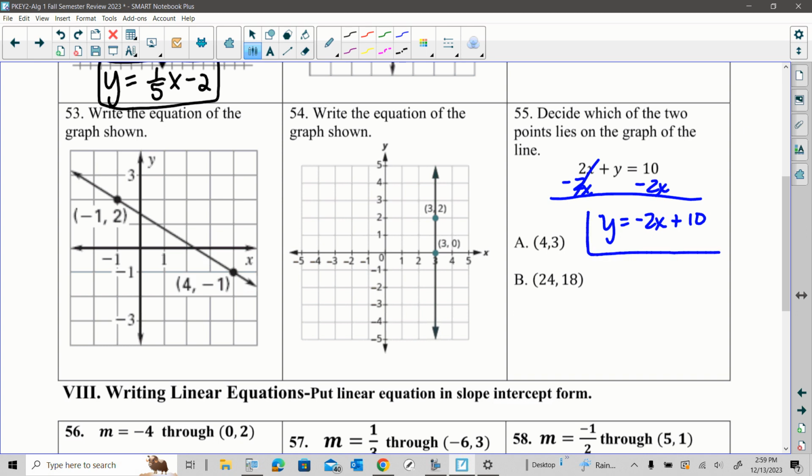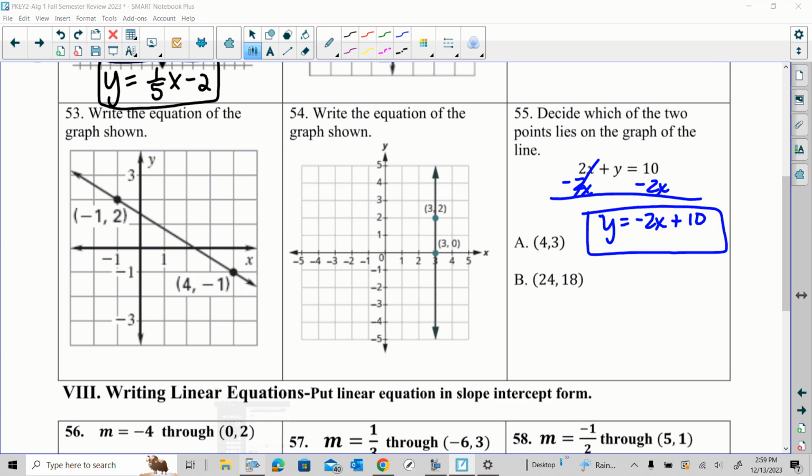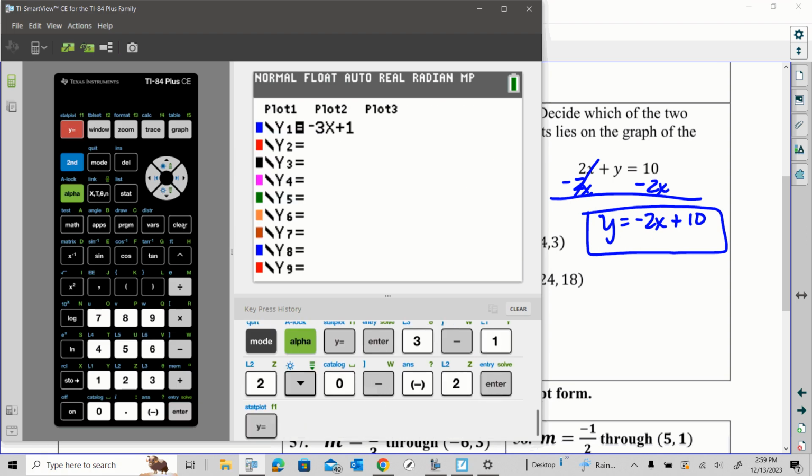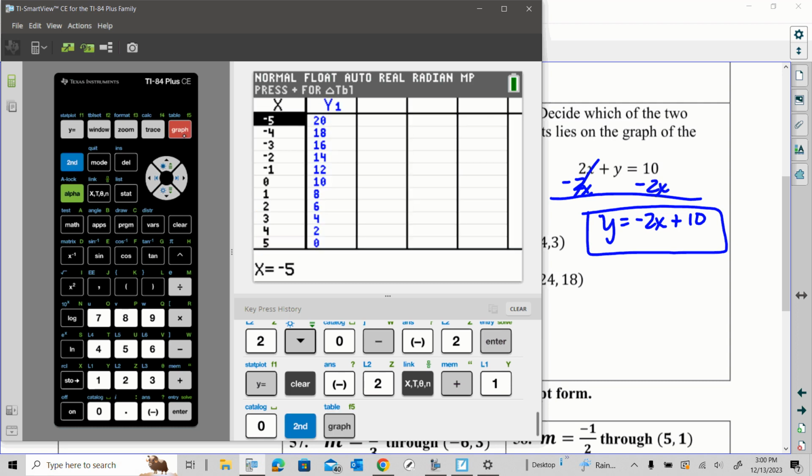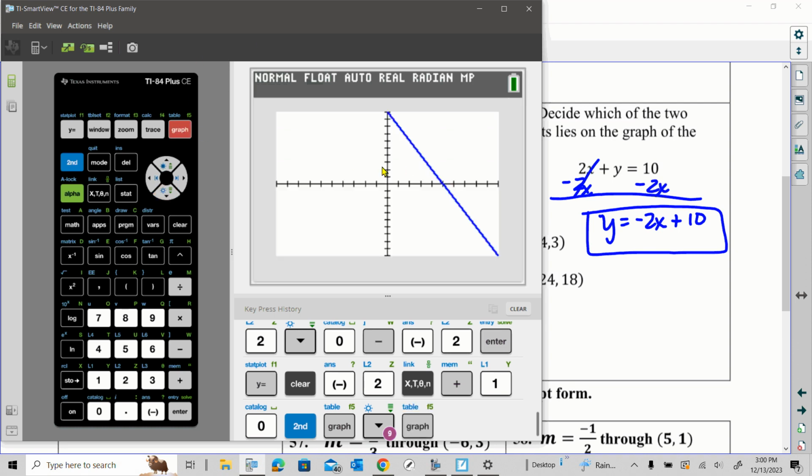So if I put this into the calculator, I go to y equals, let me clear that out, put a -2x plus 10. And then if I go to my table, which is second graph, we're trying to check the point (4, 3). Well, if I go down here, 4 is supposed to map to 2. So (4, 3) is not on the line. Basically, if I looked at the graph, and I was at 4, 1, 2, 3, it would be off. It would be above the line. It wouldn't be on the line.